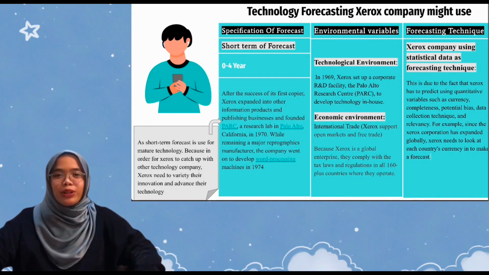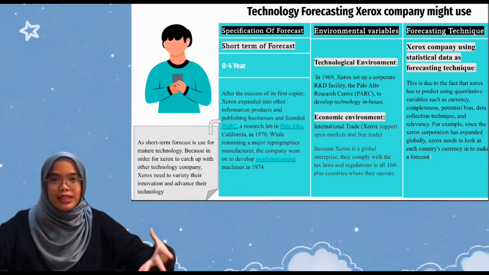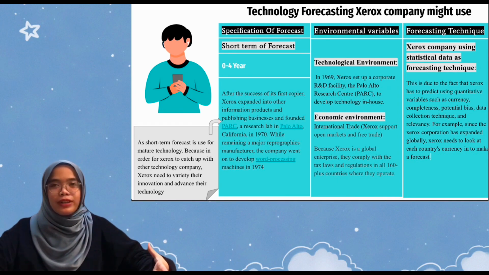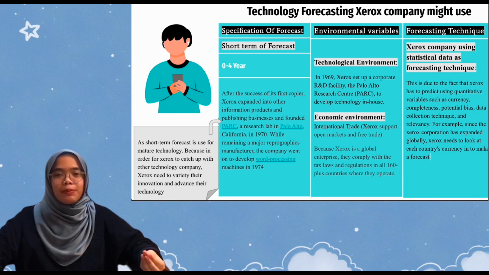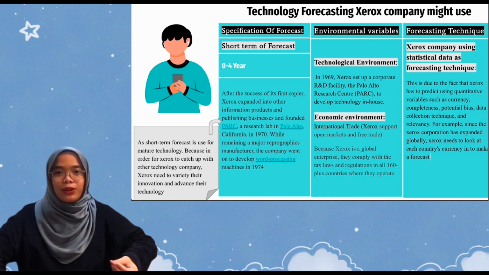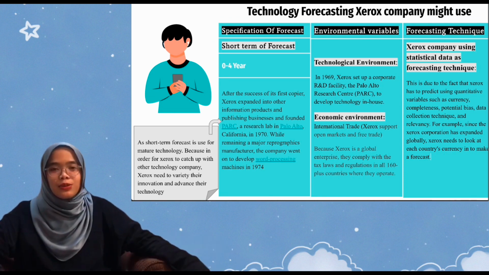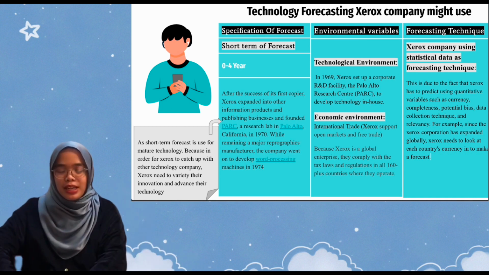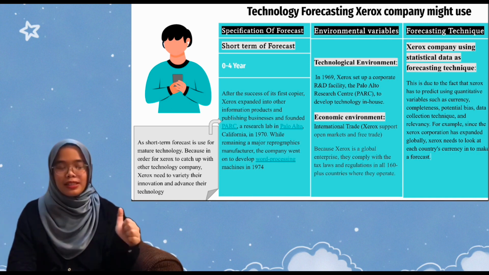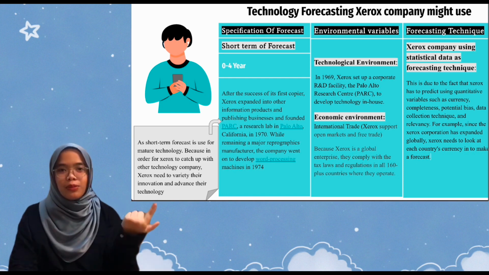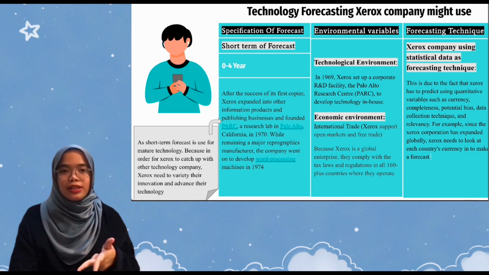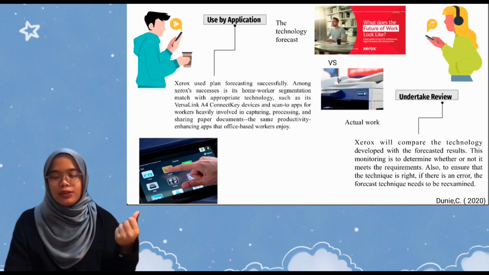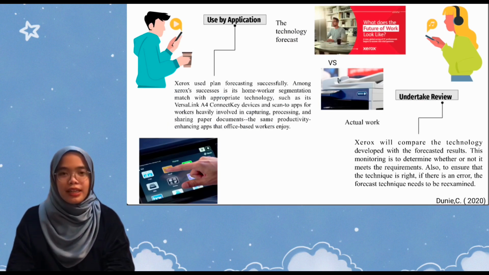Hi, so I'm going to talk about the technology forecasting process, which is the effort that Xerox makes to anticipate aspects in the process for the future. Xerox has used 6 technology forecasting processes: the first one is make specification, then identify economic variable, select data source, employ the technique, use application, and last but not least, undertake reviews.